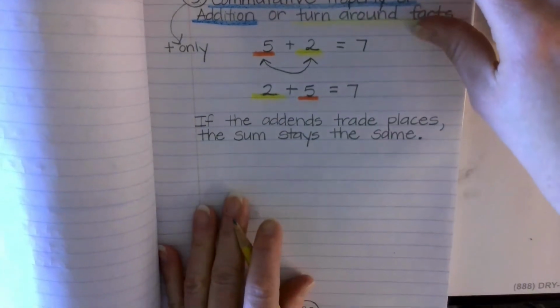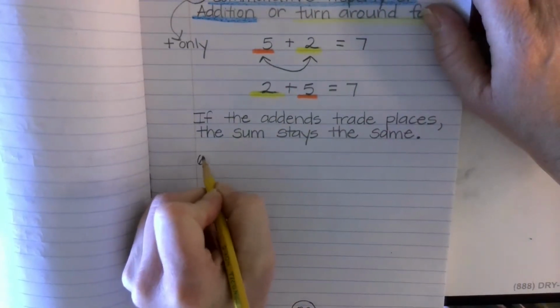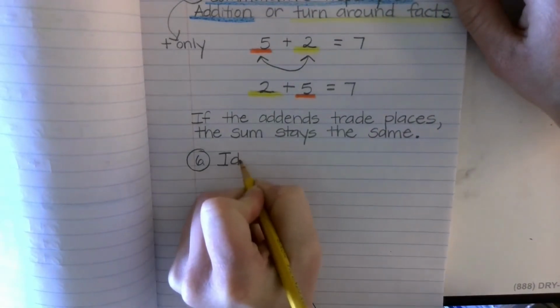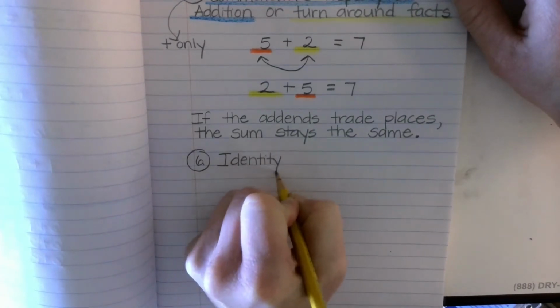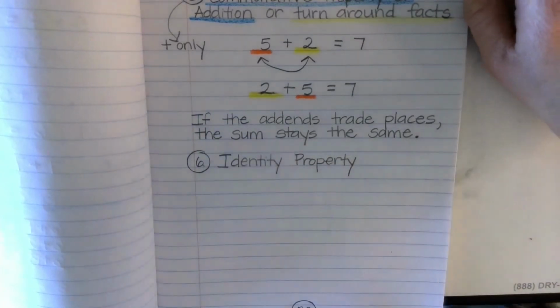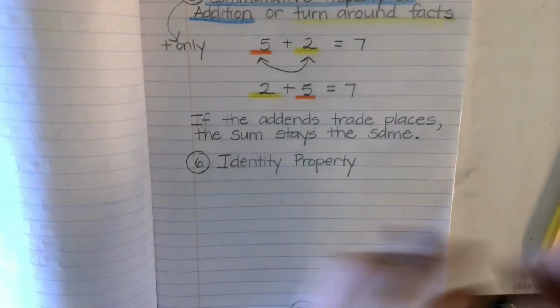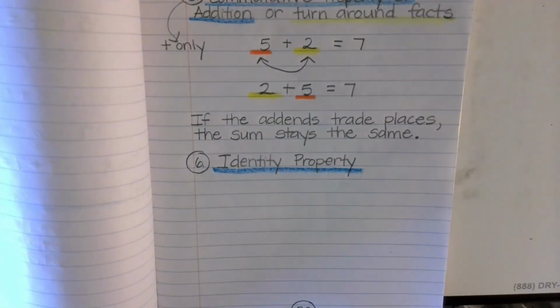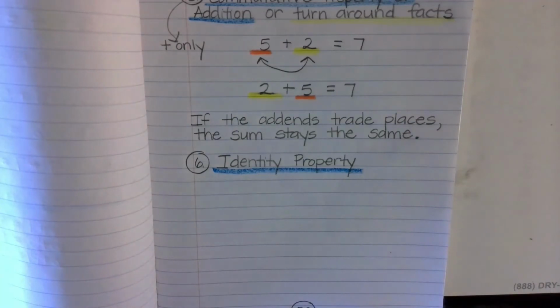Okay, our last strategy for today. So it's our sixth. The sixth strategy. It's called the identity property. An identity means yourself. Okay, so what does identity mean? Yourself. Okay, so in a second we'll talk about why this might be called the identity property.